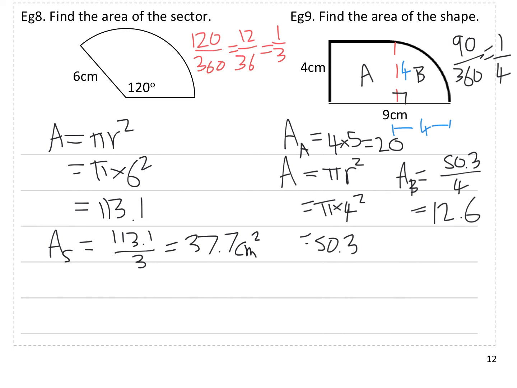So the total area is going to be the area of A, which was the 5 times 4, which is 20, plus the area of B, which is 12.6. So that gives you 32.6 to 3 significant figures, centimeters squared.